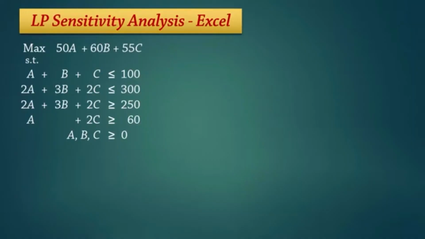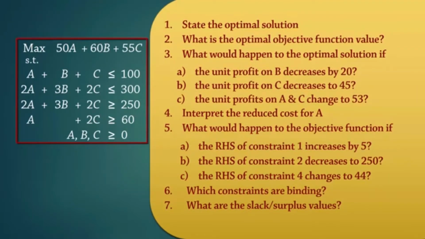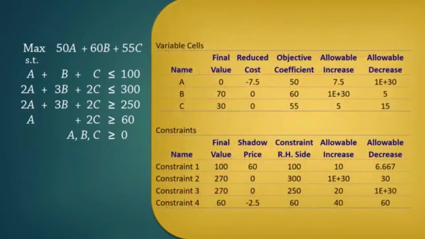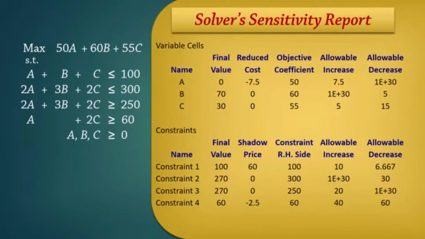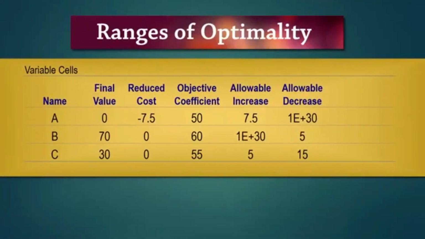Welcome! In this tutorial, I'll be answering the following questions for this LP model. I'll also be interpreting the components of LP sensitivity analysis based on this sensitivity report from Excel. First, note that these objective coefficients are displayed here in the output. We assume these are unit profits for products A, B, and C, and the constraint right-hand sides are displayed here. So let's begin by examining the top part of the table for optimality ranges.